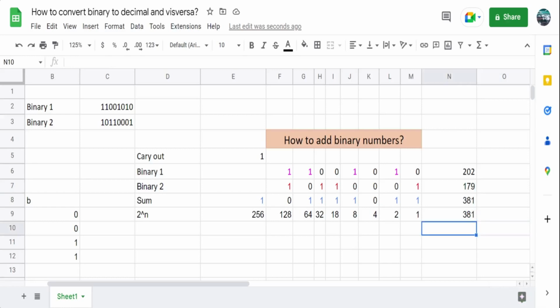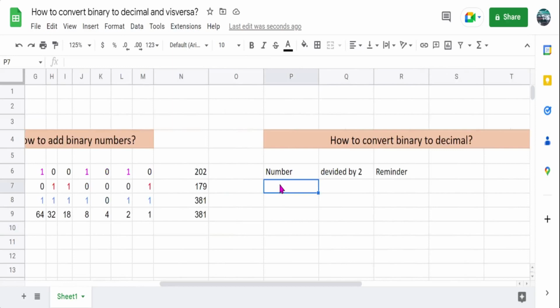So the value of binary number 1 plus binary number 2, this plus this, is 381. The next task is how to convert decimal numbers to binary form. Example, the decimal number 202 means the binary number 1100 1010. How can I convert this decimal number to binary? Let us go.